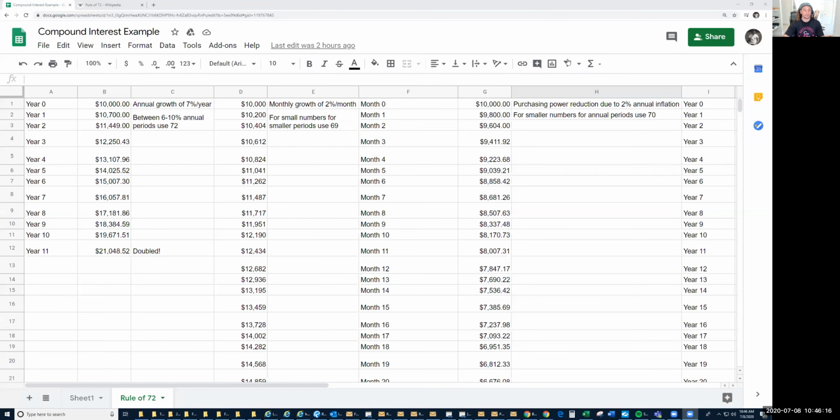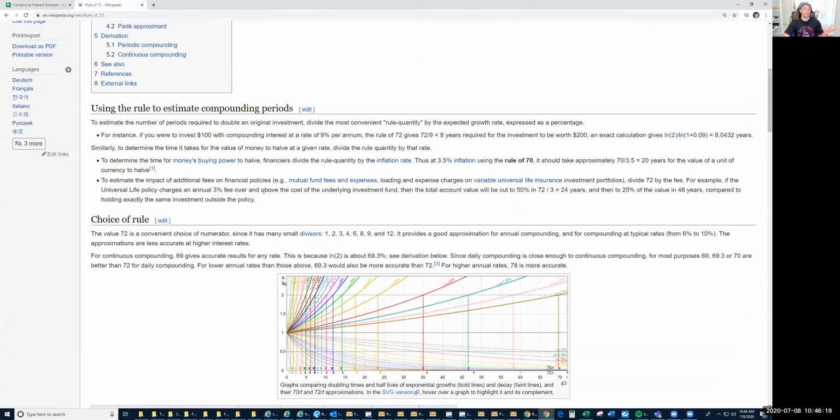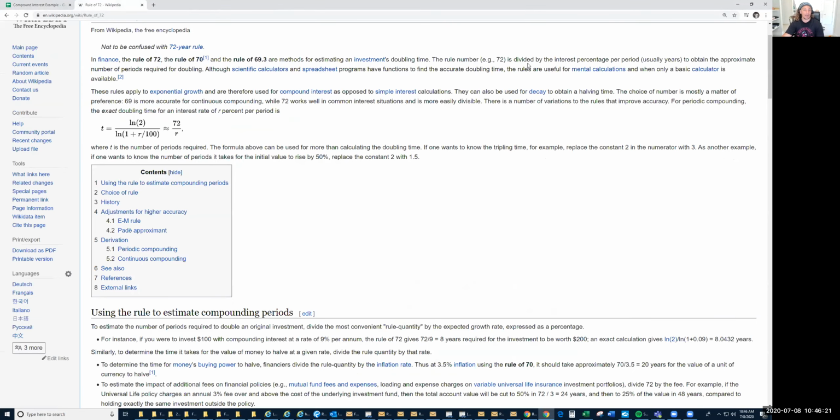So what I'm going to do is just share the screen here and show you what I'm talking about. So the rule of 72. If you want more background, this is the equation right here. However, basically the end result is that you take the number 72 and you divide it by the interest rate that it is growing or decreasing by, and that will give you the result in that period.